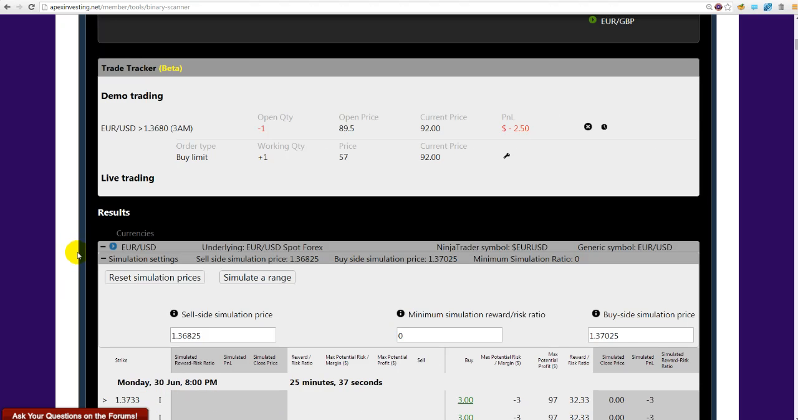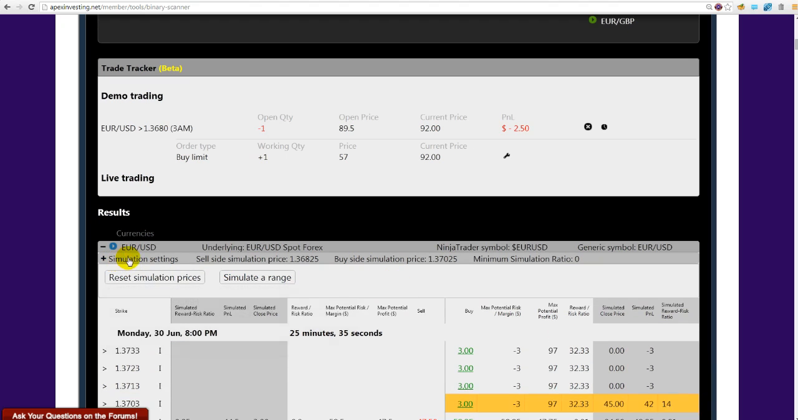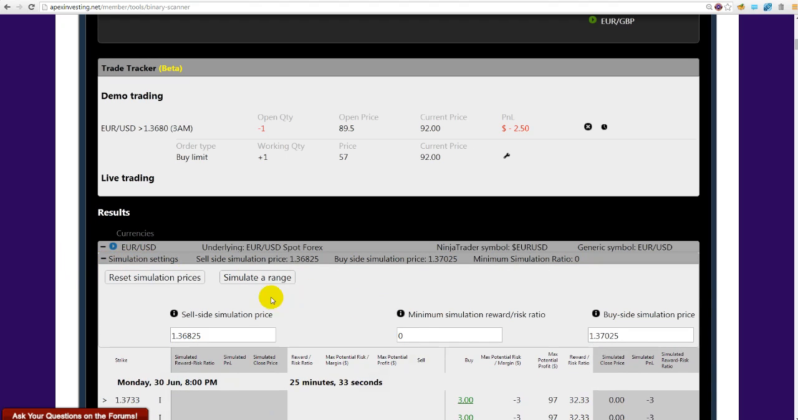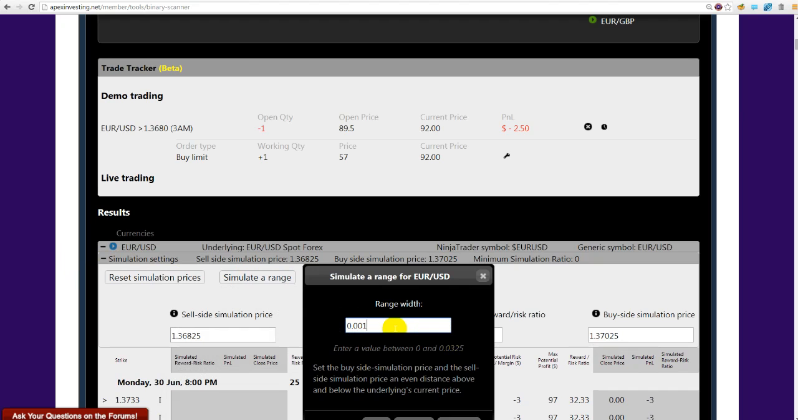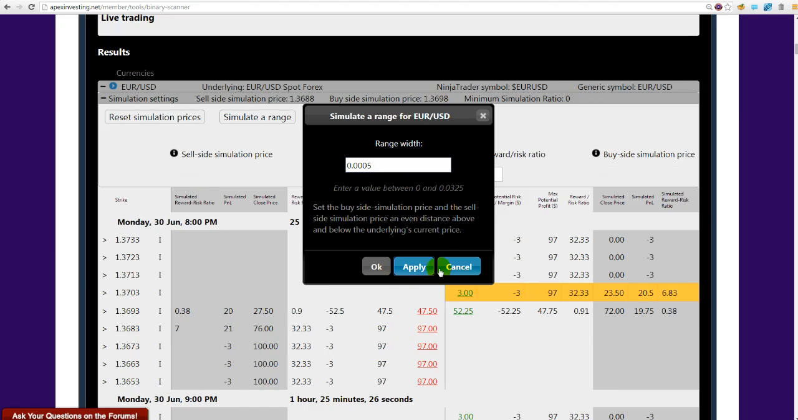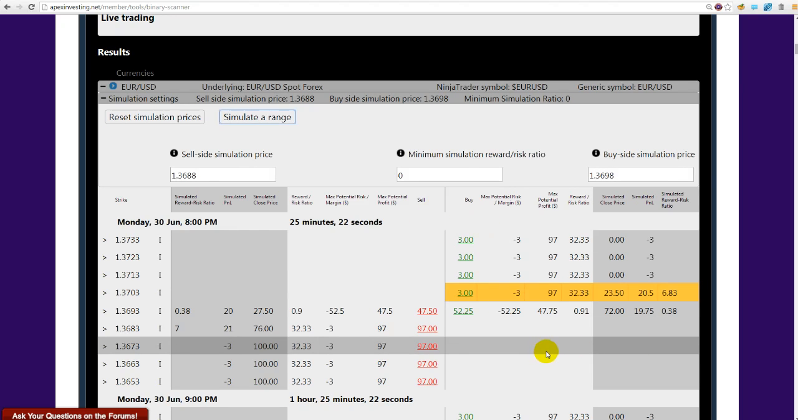So I may only think it's going to move 5 ticks, right? So I may go in here and go, well, what if the market were to move 5 ticks instead of 10? Okay, and I hit apply. And it'll tell me basically what the price would be worth if it moved 5 ticks.